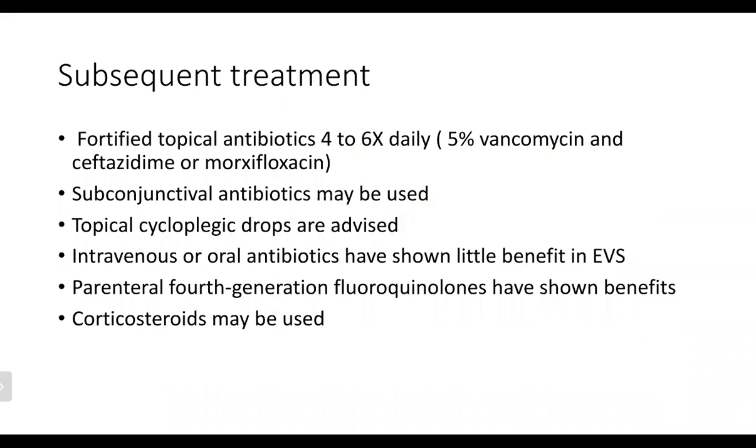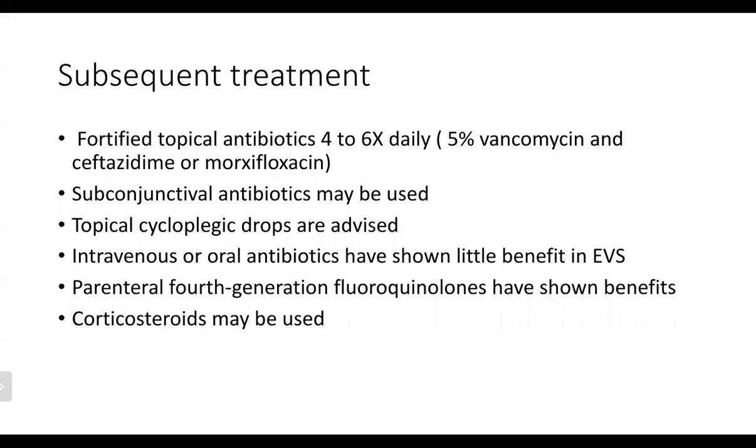You take your sample, send for MCS, give intravitreal injection, do a pars plana vitrectomy. Subsequent treatment from the next day, topical fortified antibiotics can be used 4 to 5 times daily, usually vancomycin 5% and ceftazidime 5% or moxifloxacin. Then some people also use subconjunctival antibiotics, as they can increase the intraocular concentration to bactericidal level and can be sustained for a long duration.